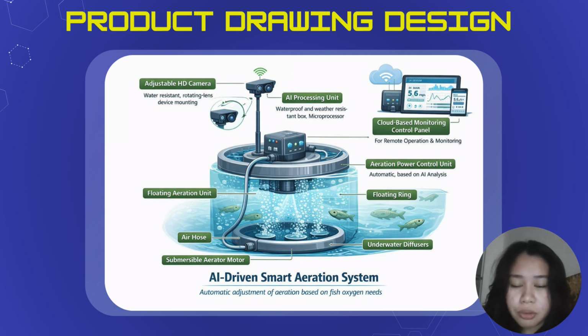Now proceed to the product drawing design. So this is our product design that we asked AI to sketch based on our description. First we have an adjustable HD camera with AI processing unit. This camera will capture the fish behavior and send the data to the cloud-based monitoring control panel. After the data is processed, it will give a signal to the submersible aeration motor to either increase or decrease the underwater diffuser.